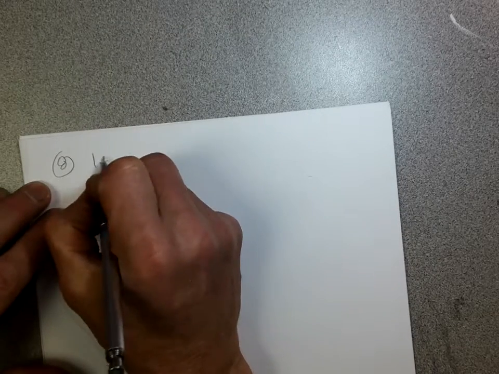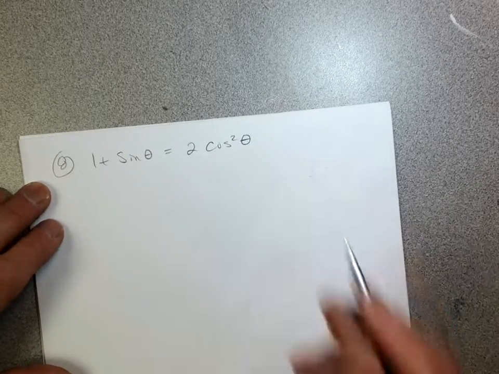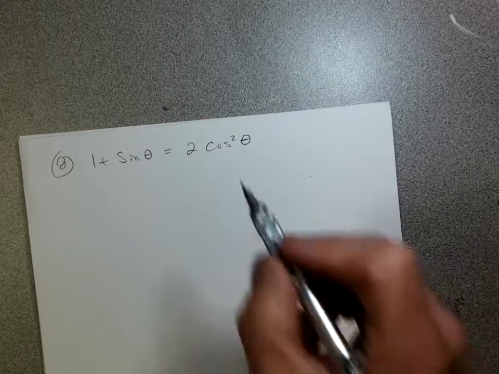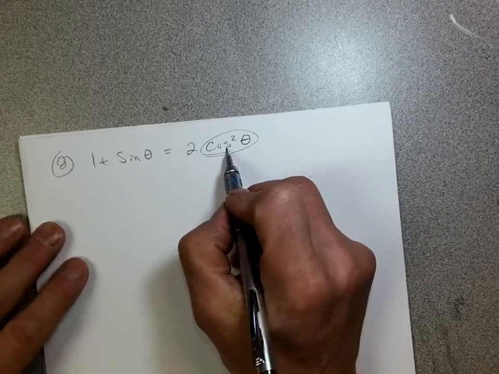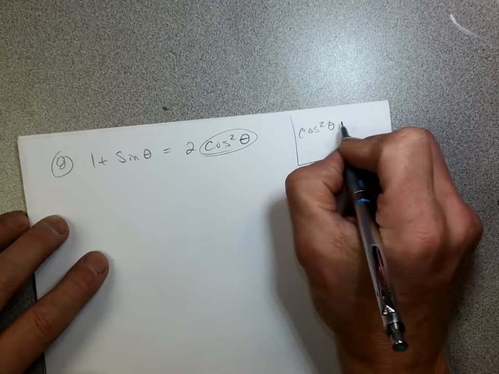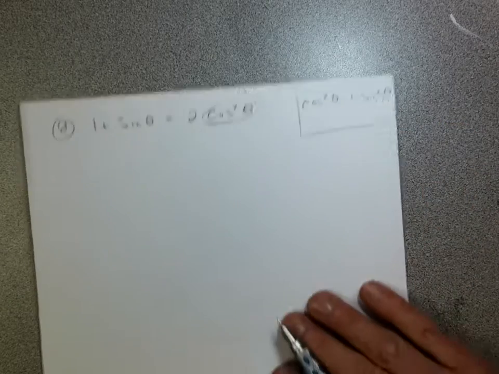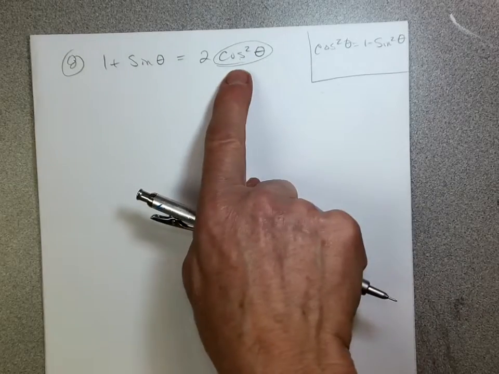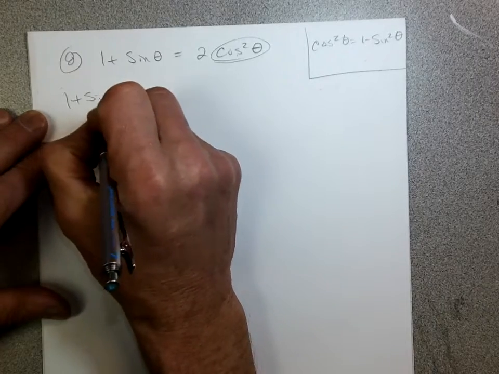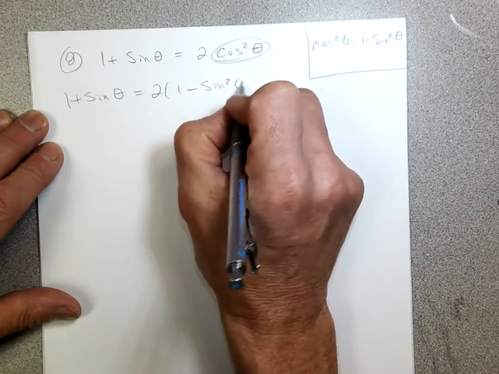We have 1 plus sine theta equals 2 cosine squared theta. Sines and cosines are like x's and y's. You can't put the x's and y's together, so let's change it. I'm going to change my cosine squared. A little side note here: I know that cosine squared theta is equal to 1 minus sine squared theta. That's on your identity sheet. So I'll rewrite this as 1 minus sine squared. I'll make my substitution, so I'll have 1 plus sine theta equals 2 times 1 minus sine squared theta.